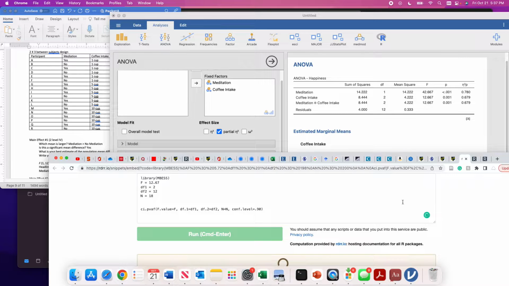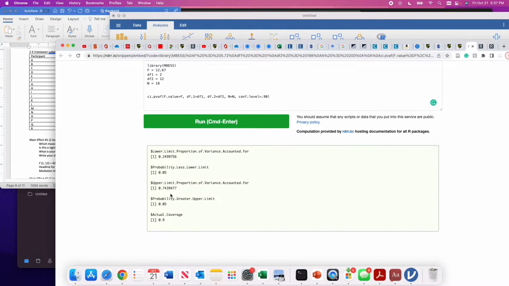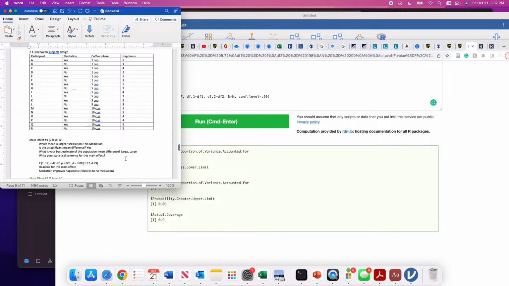Click run. Pull this up. I'm just gonna go ahead and copy it over since I'm dealing with a lot of different screens right now.